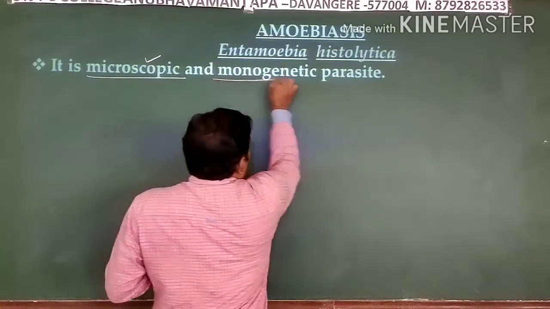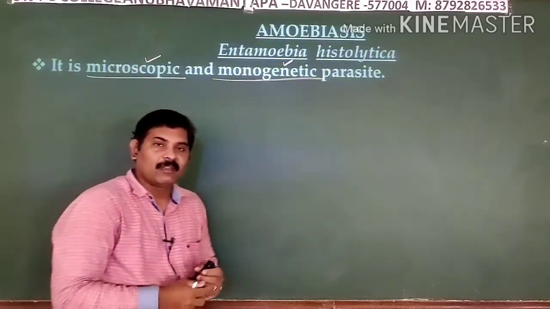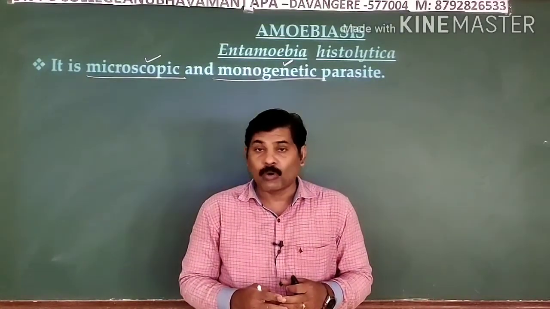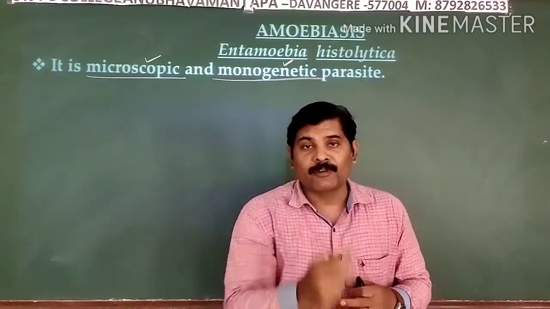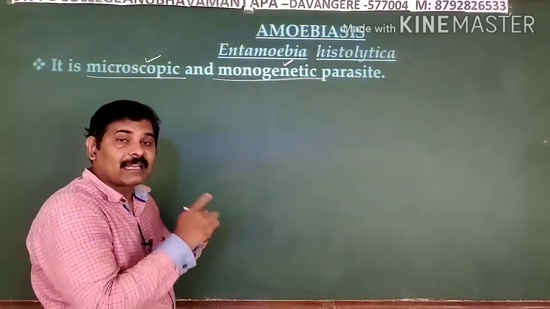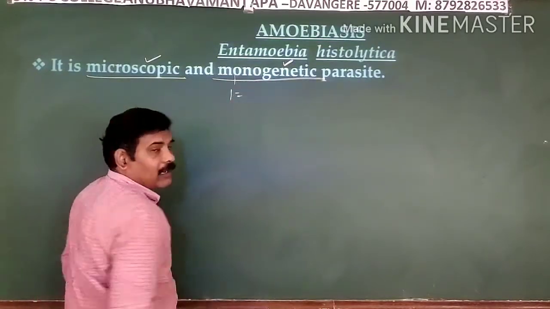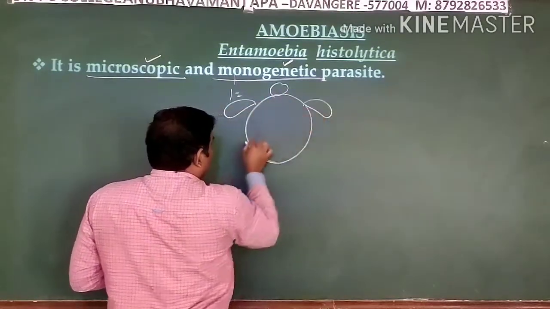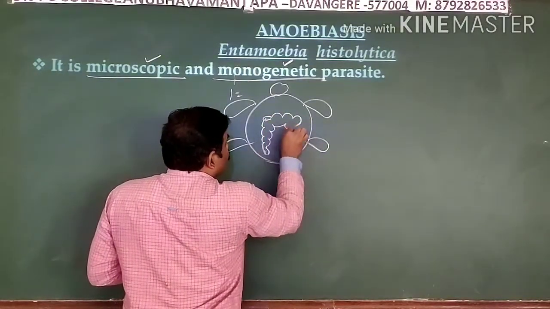Since the size is very small, we can consider this one a microscopic organism. The second thing is, it is a monogenetic parasite. What does it mean? In the case of malaria, we studied that Plasmodium is a digenetic parasite. A digenetic parasite generally completes its life cycle in two different hosts, whereas in a monogenetic parasite the life cycle is completed within a single host itself. Mono means one. So the host of this parasite is nothing but yourself. Human beings are the only host for this.